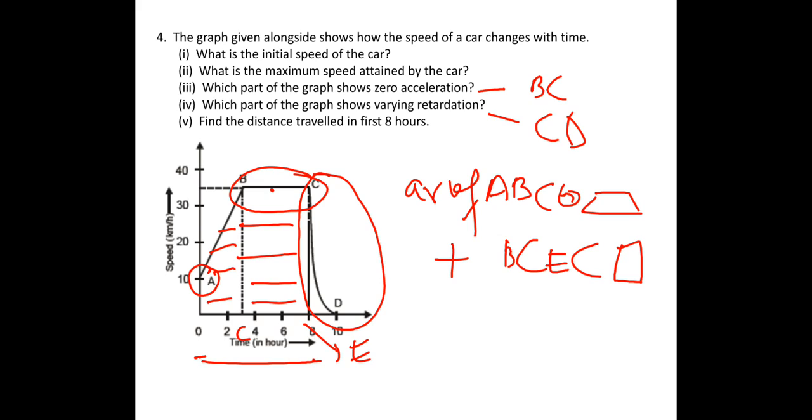Okay, moving to next question. The brakes applied to a car produce a deceleration of 6 meter per second square in opposite direction to the motion. If the car requires 2 seconds to stop after application of brakes, calculate the distance traveled by the car during this time. So what you have to calculate is distance.